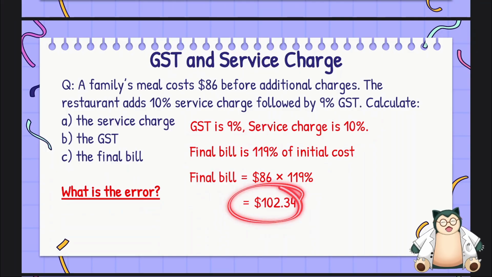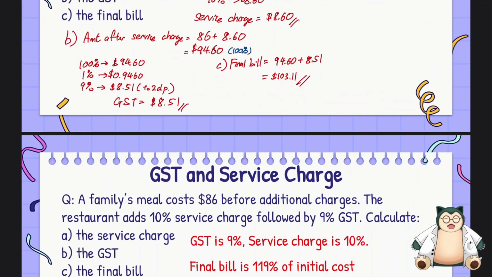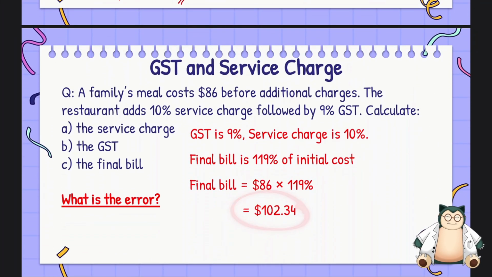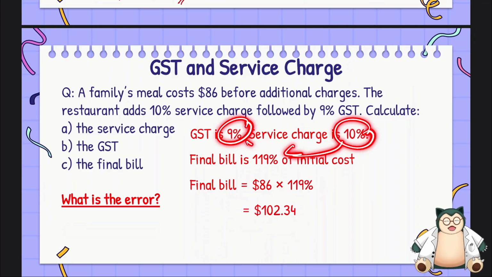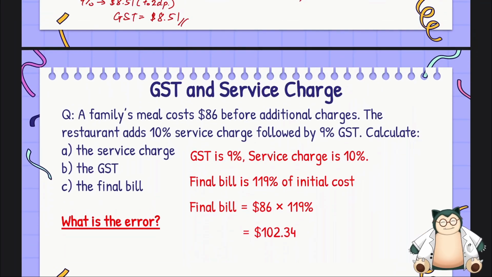Notice that this answer does not tally with what we have over here. Our final bill is actually more expensive than the working over here. So what's the issue? Okay, so most of you might have noticed that percentages cannot simply be added up to get our total percentage. I'm not saying that we cannot add all the time, but in this case, we cannot add the percentages because it happens in a sequential order.